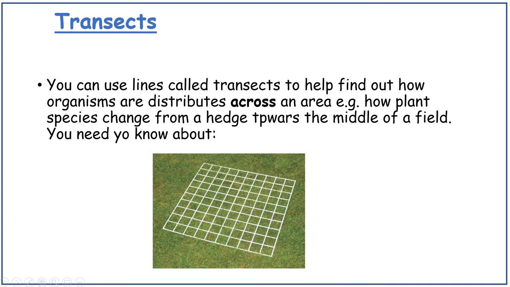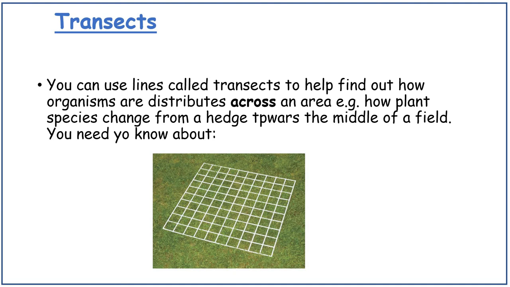So transects. You can use lines called transects to help find out how organisms are distributed across an area. So if you were showing how species change from one area to another, this would be good for things like sand dunes, to show succession. So at the very beginning of the sand dune, there would be very hardy pioneer species like your marram grass. And then as you get further up, you might get more grasses, you might start to get some shrubs, then some small trees, then you might eventually end up with some large oak trees. So that is showing the change across an area.